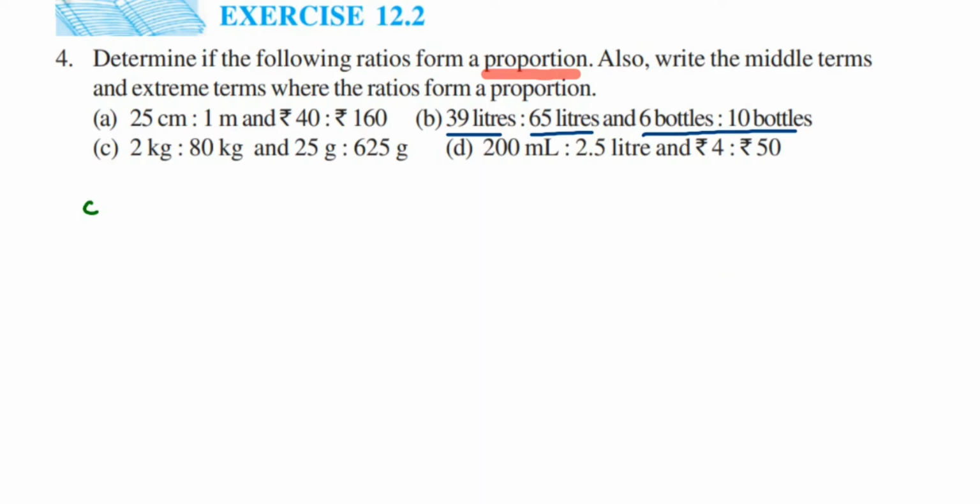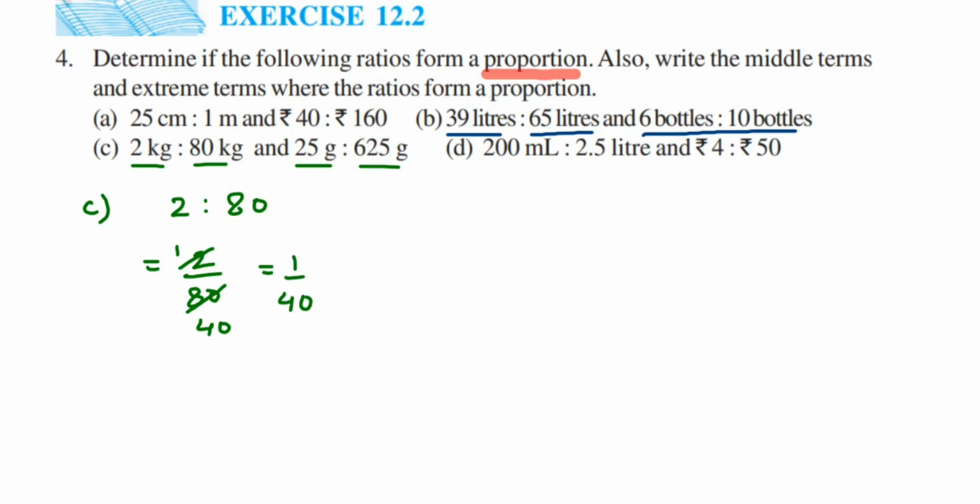So in the third question we have 2 kg and 80 kg. So 2 kg is to 80 kg, and the second ratio is 25 grams and 625 grams. Both are in the same unit. So 2 is to 80. Convert this into a fraction, so 2 by 80. Now cancel them. 2 ones are 2, 2 40s are 80. So this is 1 by 40. When you convert this back into a ratio, this will become 1 is to 40.